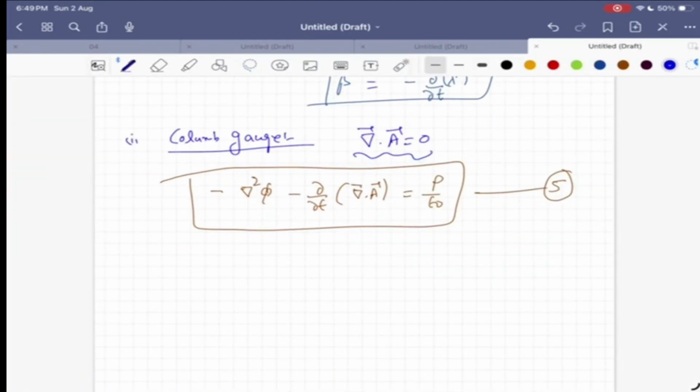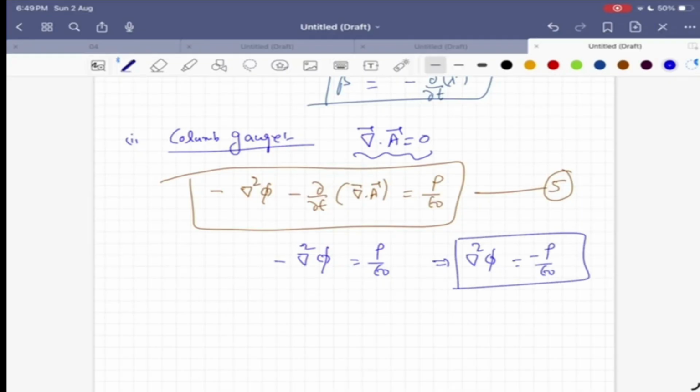So here, if we choose this gauge, we get del square phi is equal to minus rho upon epsilon naught. It is nothing but the Poisson equation, for which we already know the solution: phi is 1 upon 4 pi epsilon naught times the integration of rho by r. We have already solved it.